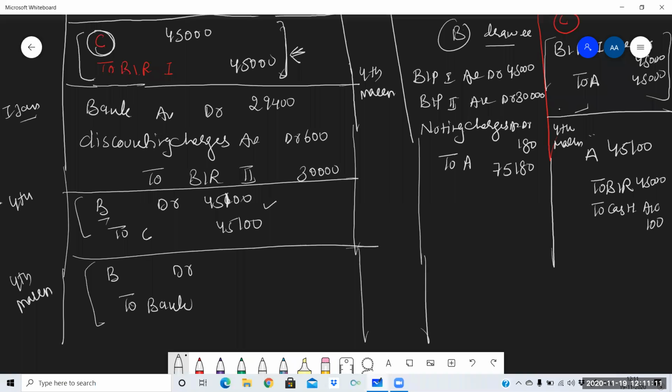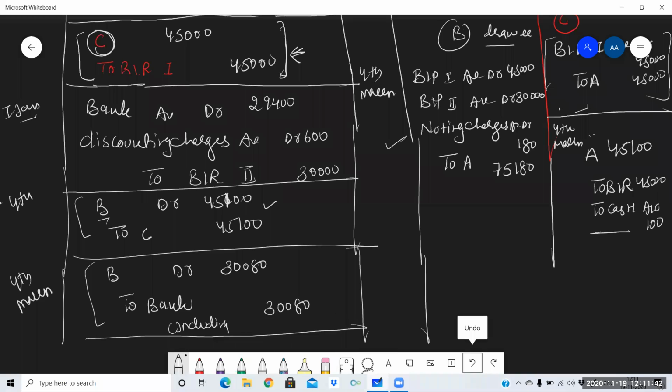Okay, so B is debited with the bill amount of 30,000 and the noting charges in case of bank was 80. So 30,080. In this manner, the second bill will be dishonored, including noting charges. Bank will be credited, including noting charges. Here we have already passed the entry. If you want, you can pass two separate entries. And in the books of C, we have already passed the entry.